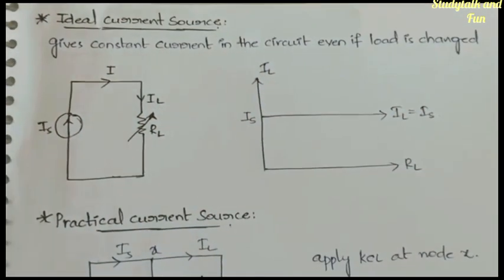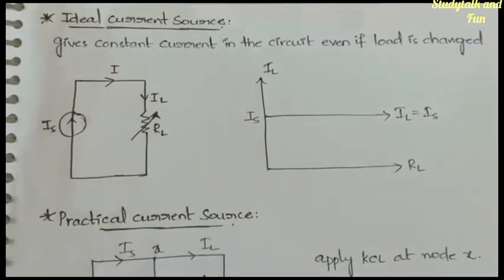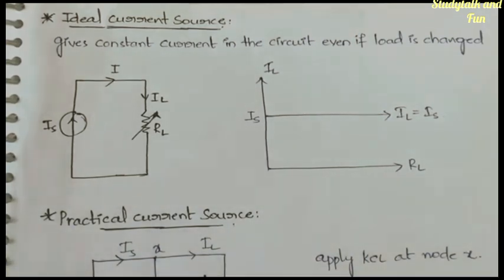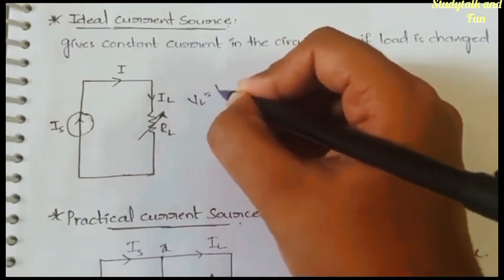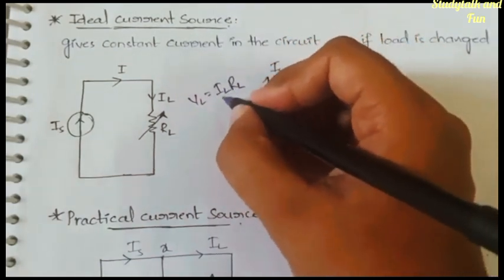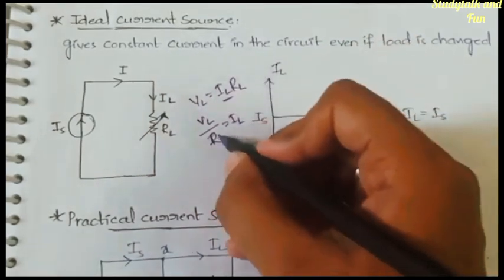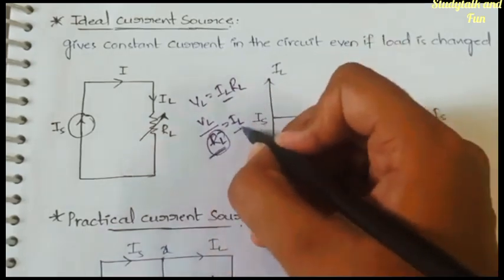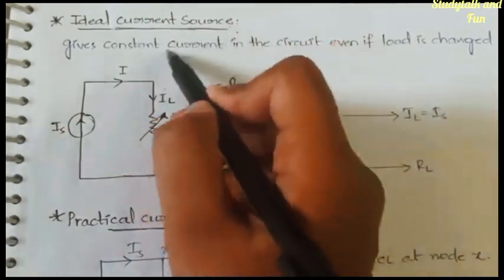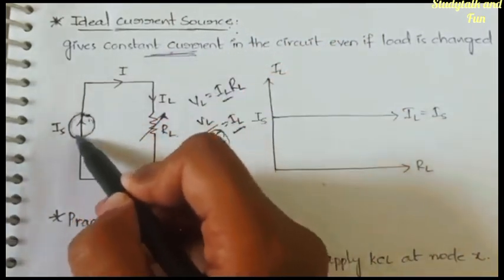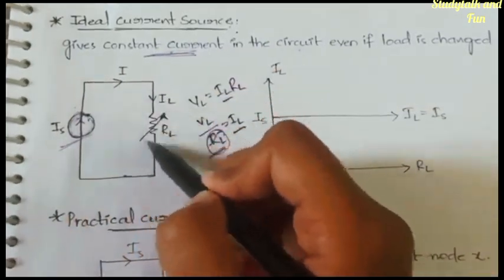So even when the load resistance is changed, it gives the constant current. In a voltage source it is giving the constant voltage, right? But here it is giving the constant current. See, actually VL is equal to IL RL, right? So IL can be written as VL by RL. So usually when RL keeps changing, IL also has to change, right? But in case of an ideal current source, it is always giving constant current. This ideal current source will always give the constant current irrespective of the changes done to the RL.